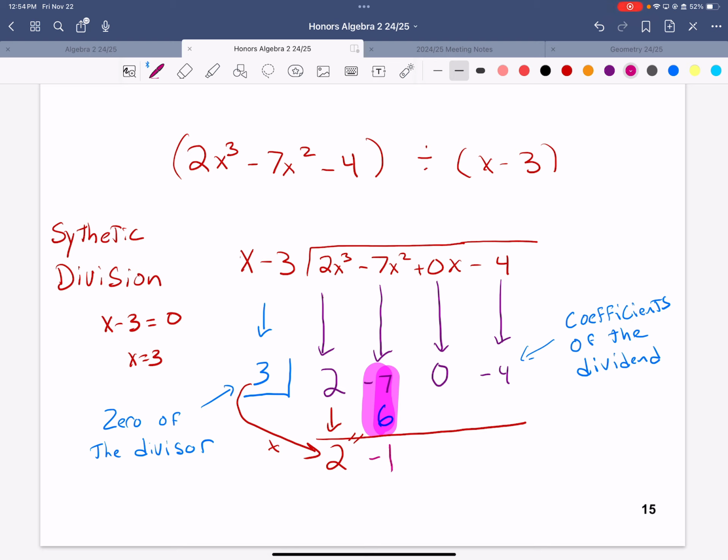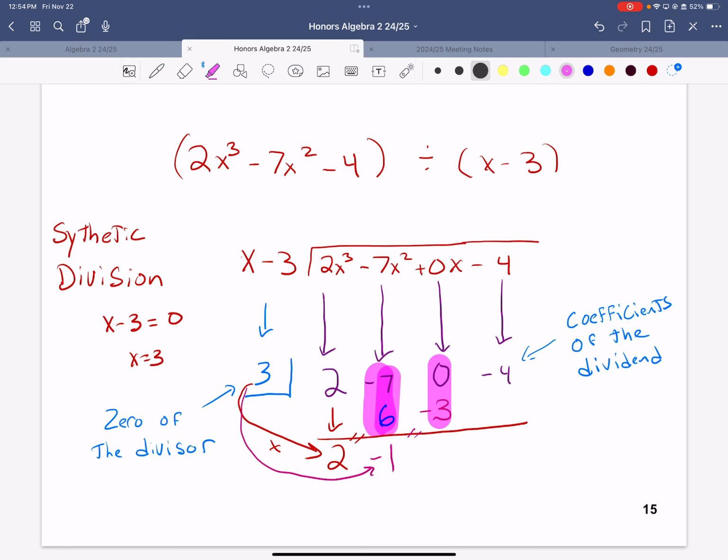Why are we adding instead of subtracting? We've got the 0 now, right? So we've taken care of the subtraction part of it already. Now, it's just all a pattern. If it's below the line, you multiply it by your divisor and write the result above the line. So 3 times negative 1 is negative 3.